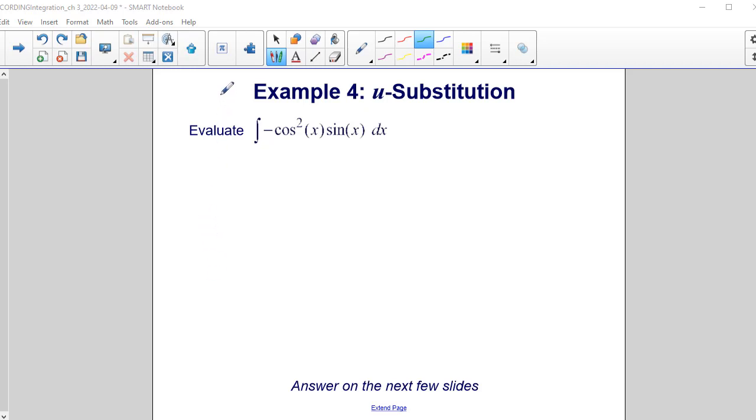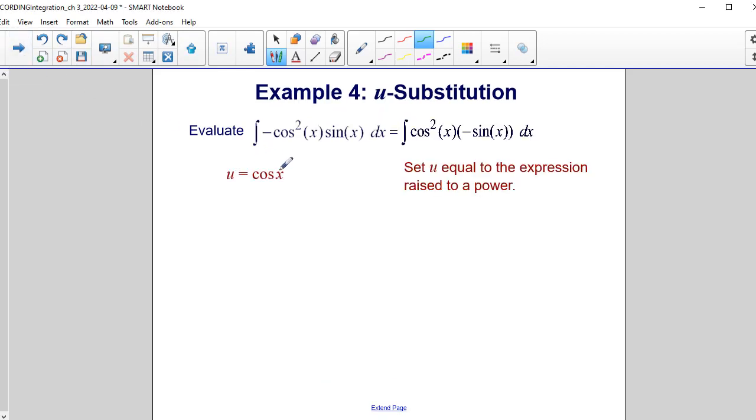Our fourth example, illustrating how u-substitution is used to evaluate somewhat complicated integrals, we are asked to evaluate the integral of minus the cosine squared of x times the sine of x dx. So we're going to let u equal cosine of x. And you'll notice up here I did a little rewriting. So I have cosine squared of x, and I moved this minus back here with the sine. So I have minus sine of x dx.